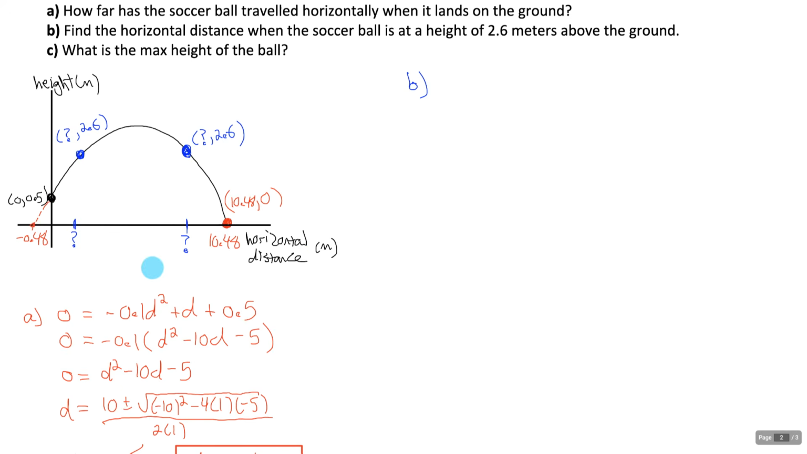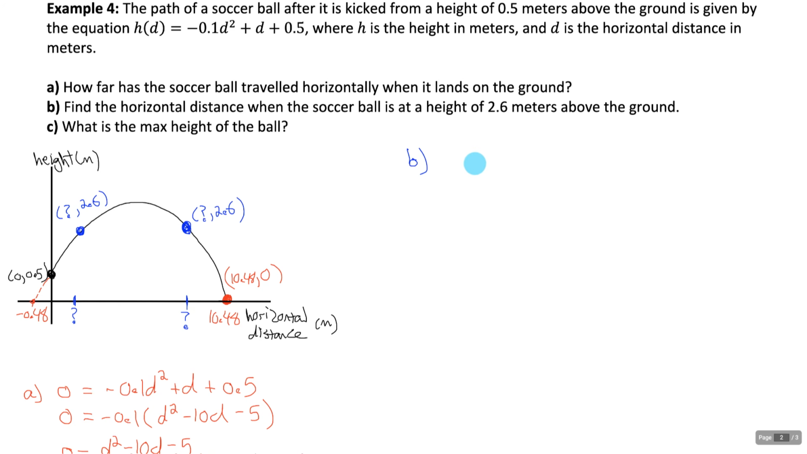If we're going to solve for the horizontal distance when height is 2.6, we will set the height equation to 2.6. 2.6 equals negative 0.1 d squared plus d plus 0.5. And then we'll need to solve this quadratic equation. Step 1 is always setting it to 0. Move the 2.6 to the other side. 0.5 minus 2.6 is negative 2.1.